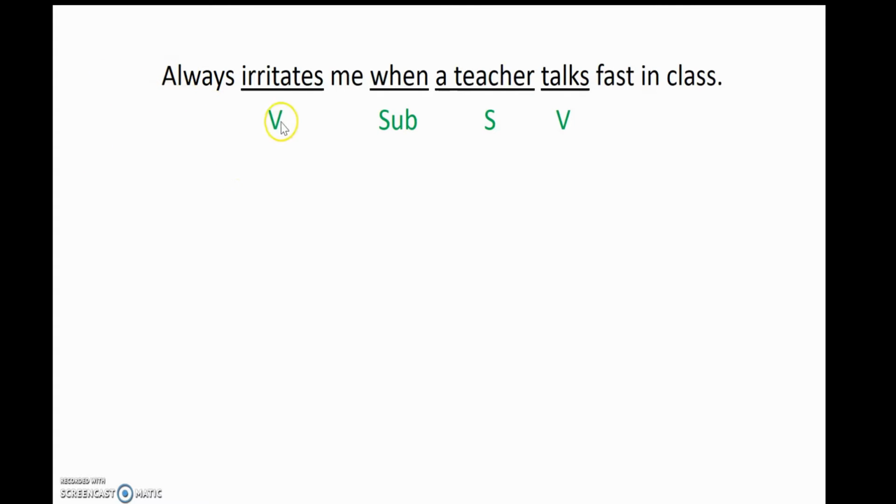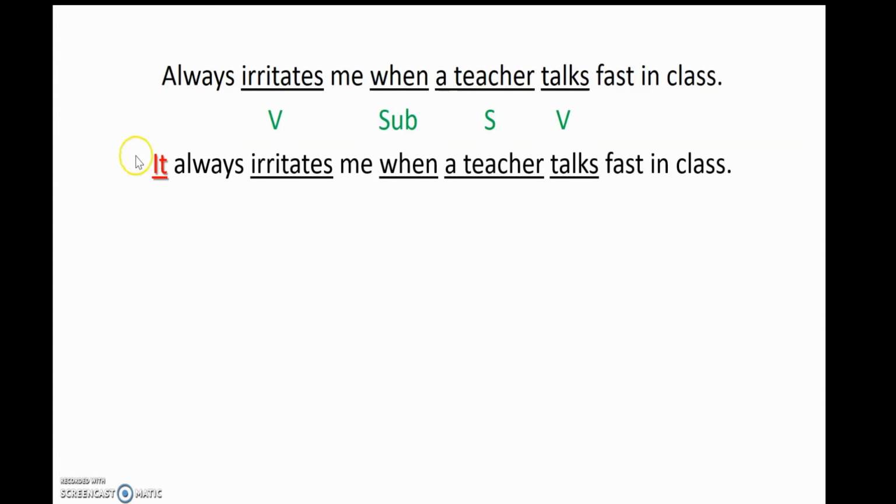So we have one verb here, irritates, and me is an object. And then we have a dependent clause here, subordinated when. We have a subject and we have a verb. So altogether they make a dependent clause. So what's going on here? We have one verb, but that verb is not attached to any subject. So we are missing a subject, therefore it's a fragment.